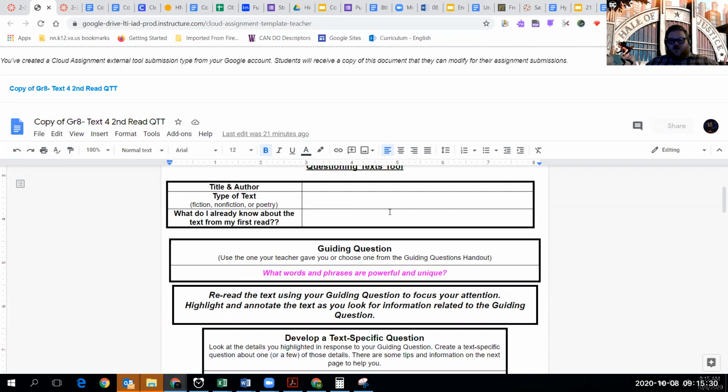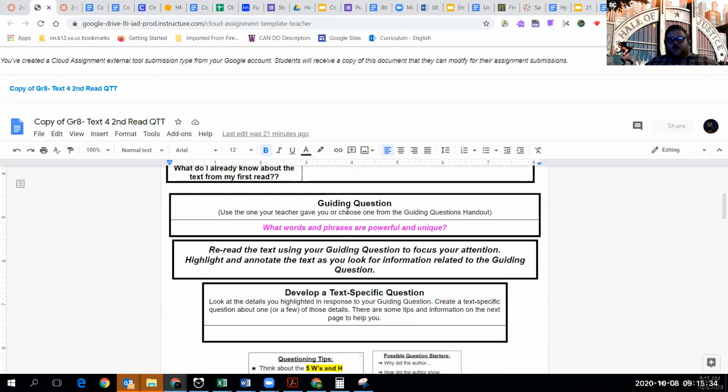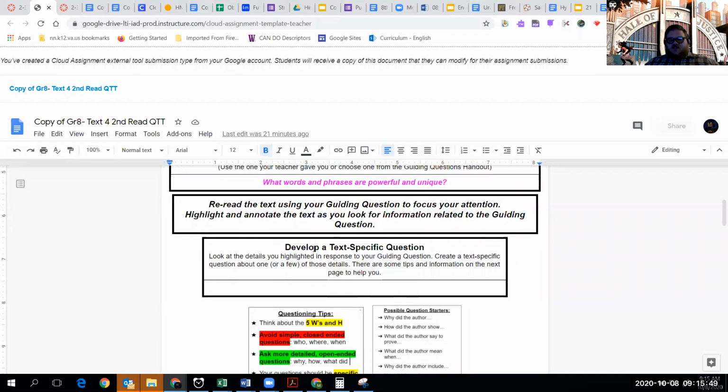It doesn't have to be a paragraph, but you should have 3 or 4 things put in there. The guiding question we already came up with: What words and phrases are powerful and unique? Another way of saying that is, what's meaningful about this? What actual words are meaningful? Since we generated this question together, all you have to do is fill in the text-specific question.